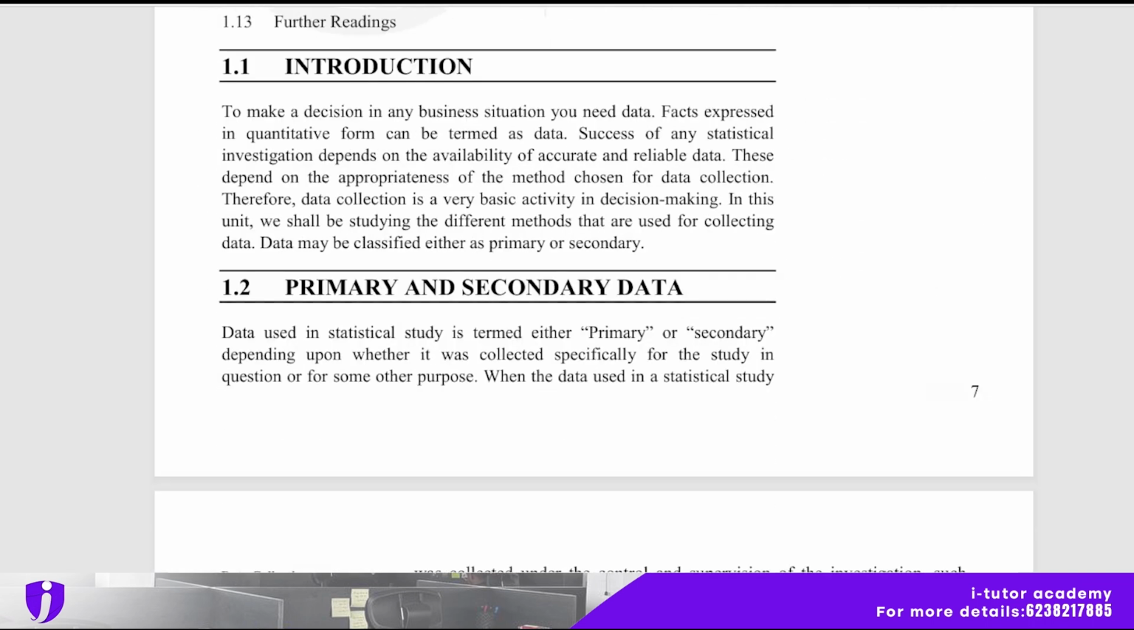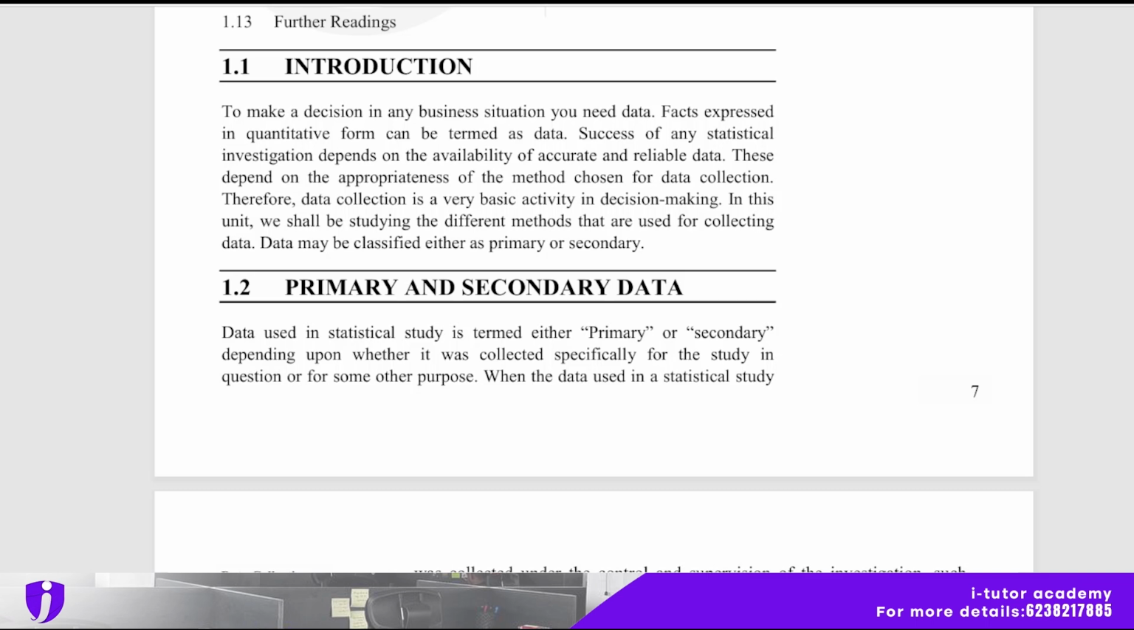To make a decision in any business situation, you need data. Facts expressed in quantitative form can be termed as data. Success of any statistical investigation depends on the availability of accurate and reliable data. These depend on the appropriateness of the method chosen for data collection. Therefore, data collection is a very basic activity in decision making. In this unit, we shall be studying the different methods that are used for collecting data.